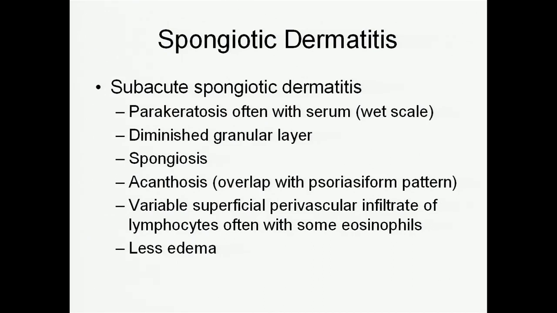You still have spongiosis, and because the epidermis is trying to proliferate its way out of the problem, you have epidermal hyperplasia, or what we like to call in derm path, acanthosis. And then you get that same variable superficial perivascular infiltrate of lymphocytes, often, though not invariably, with eosinophils. And typically you see less edema in the papillary dermis.